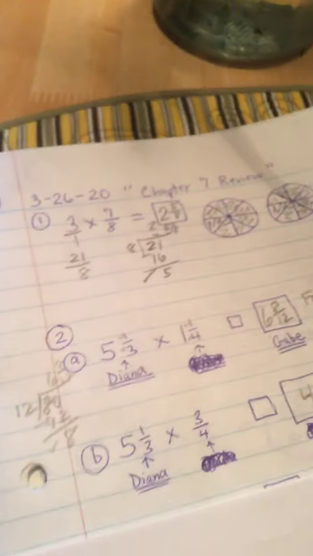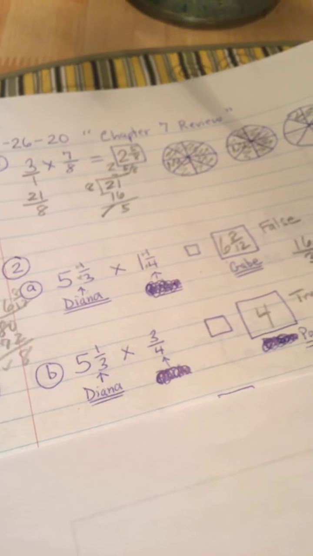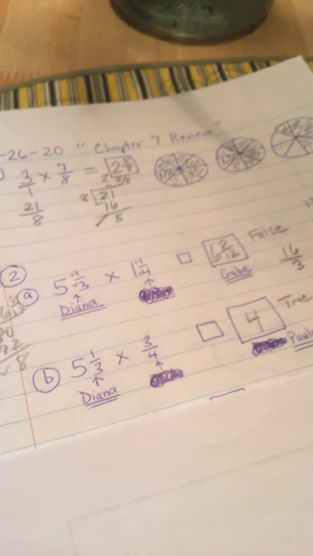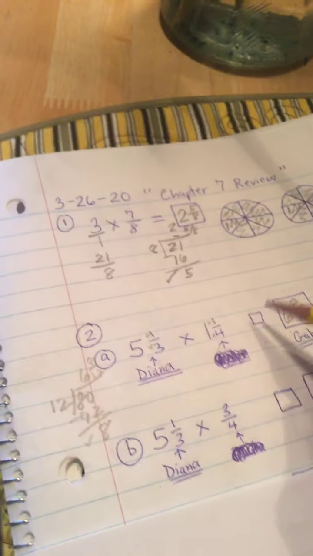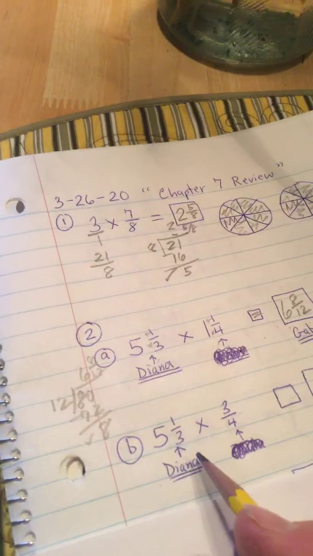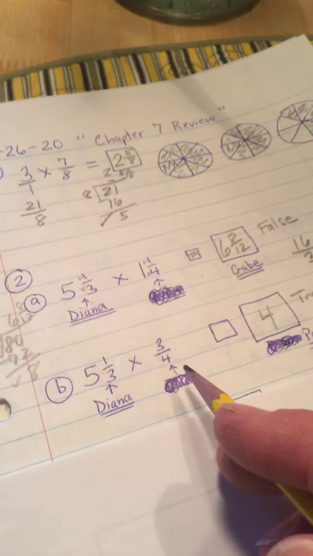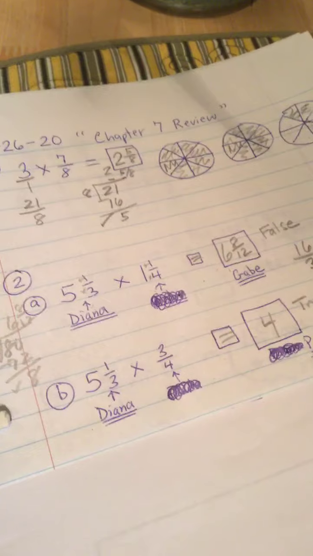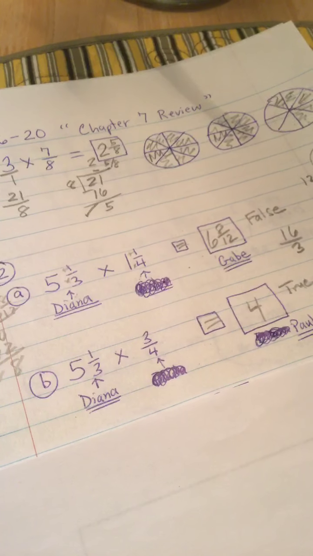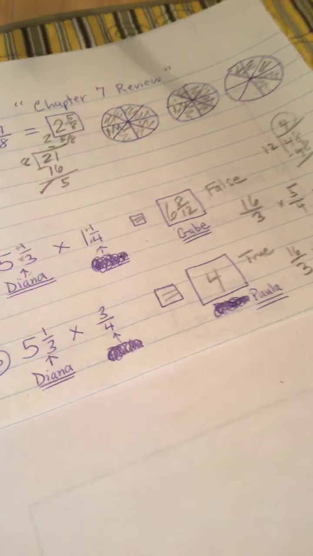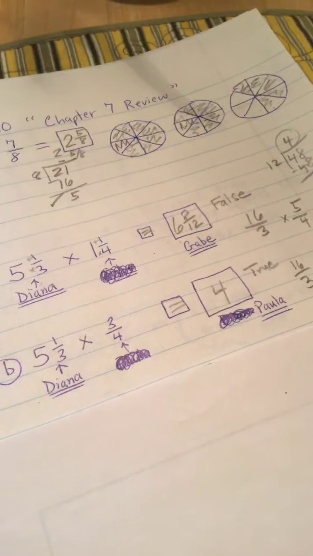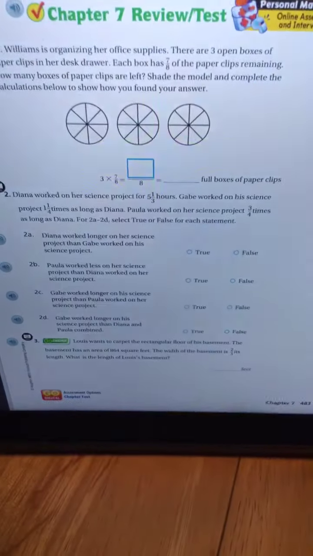Okay, so up here, 5 1/3 times 1 1/4 equals 6 8/12. And then 5 1/3 times 3/4 equals 4. So far I've answered false and true. All right, now let's look at the next one, which is C.